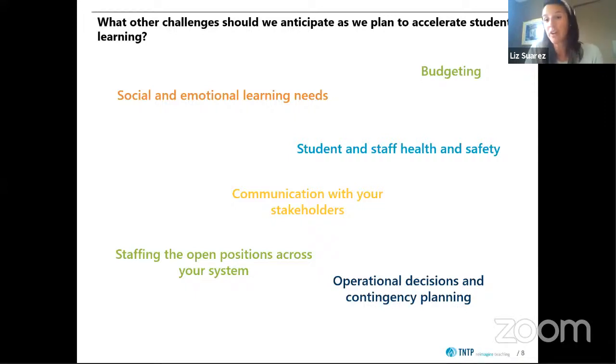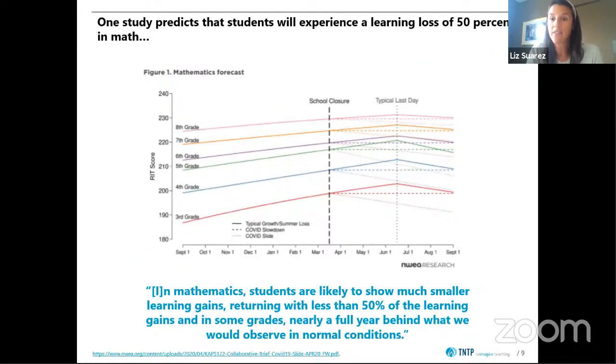And all of these things are incredibly important, but I do want to make sure just to name explicitly now that today we're really going to be talking about the academics. And while all of these things are incredibly important, it is not where we're going to spend our time today. And the reason for that is that we know, and NWEA has been telling us, they're predicting that kids are going to be coming back to us this fall with a lot of unfinished learning.